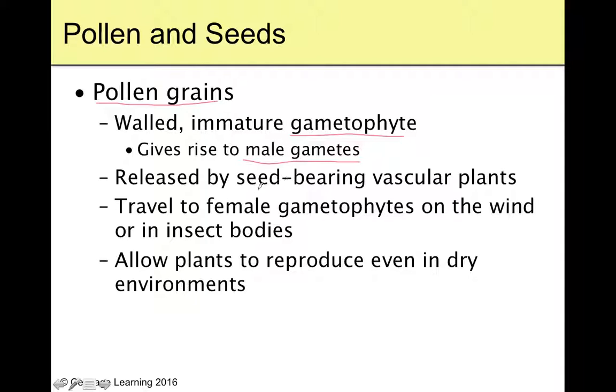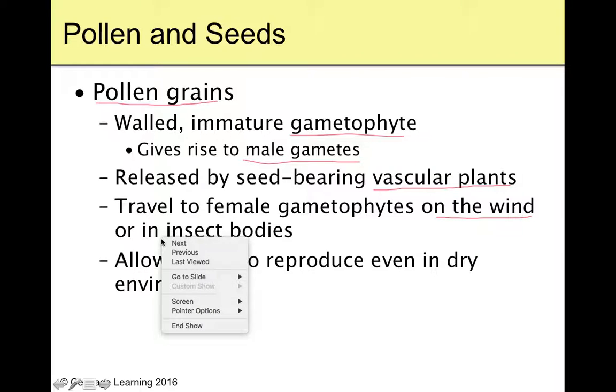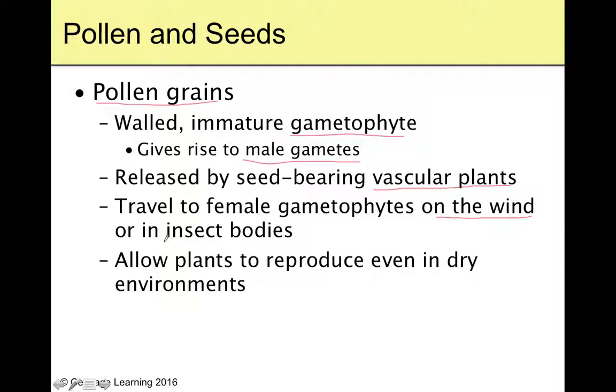And they're released by seed-bearing vascular plants, like we said, trees, flowers, that kind of stuff, and they're going to travel to female gametophytes with, if you're a pine tree, the wind, or insect bodies. Like, bees, of course, are pollinators, but so are moths, butterflies, and even small mammals, bats, rodents, that kind of stuff. You'd be surprised what all can work as a pollinator.